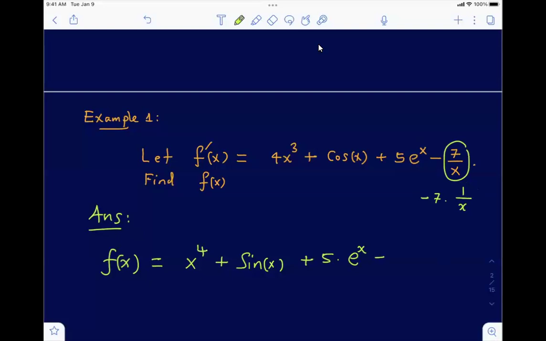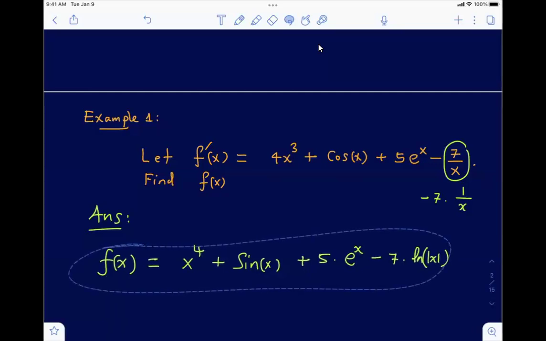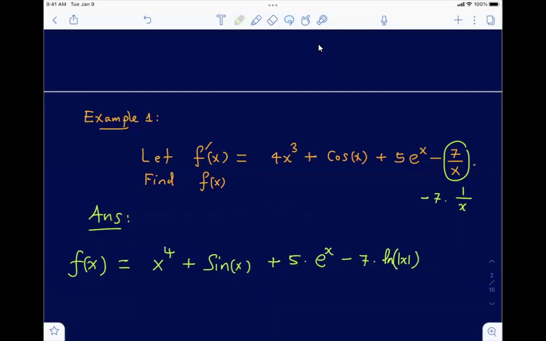So the answer here is going to be 7 times. We know 1 over x is generated by ln of x. Now here in this case, when we work backwards to make our answer more general, we will have ln of absolute value of x, and we will see that in upcoming computations when we develop formulas, because that's just about extending the domain of applicability of this function or this formula.